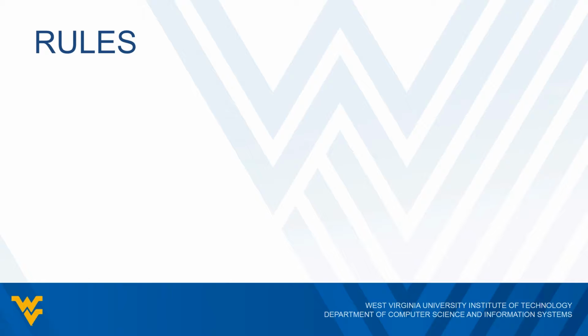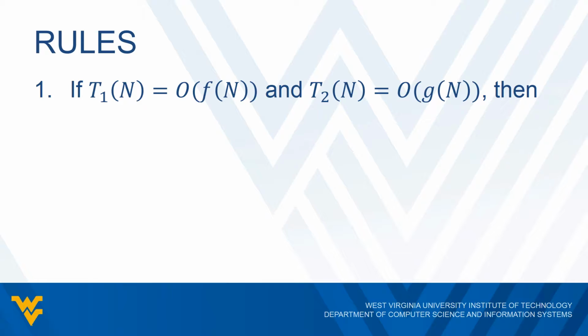We also have a couple of rules that we need to mention. These rules will come in very handy whenever we're analyzing algorithms where different sections may have different running times. So the first rule says that let's say we have two different running times. We're going to call one T1 of n and the other one T2 of n. So here we're going to say that T1 of n takes O of f of n time and T2 of n takes O of g of n time.